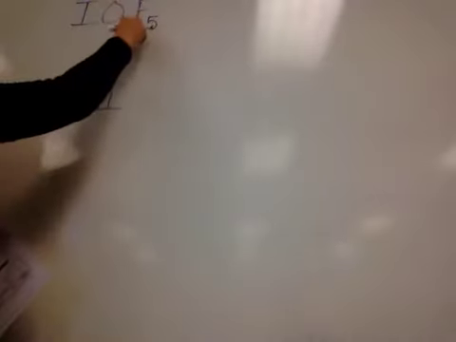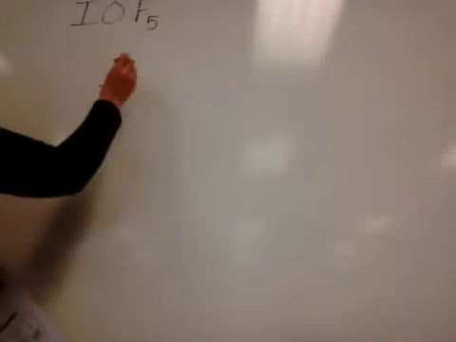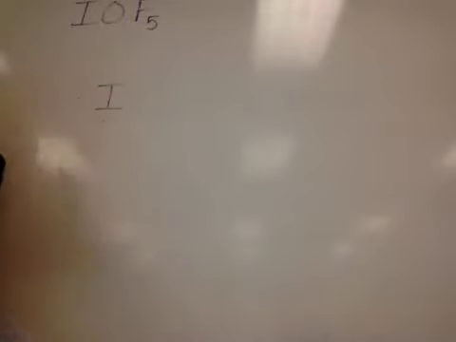So iodine, how many valence electrons? 7. Oxygen, 6, fluorine, 7, 7 times 5, 35. So what is my total? 48. Okay, so iodine has 1, 2, 3, 4, 5, 6, 7. I know that I have to have 5 fluorines, so they're going to have to go somewhere. So I'll put one here first, because that totally makes sense.